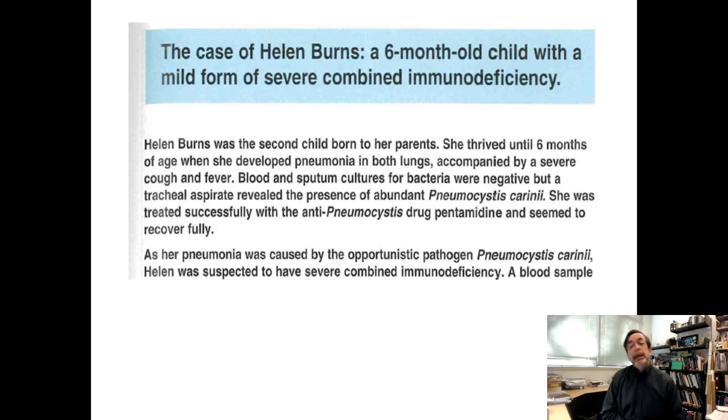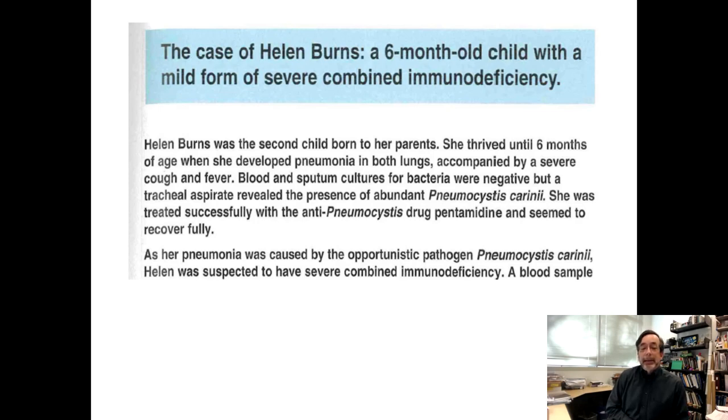So let's talk about the case of Helen Burns. This is a 6-month-old child, and she has an immunodeficiency. She was basically about 6 months of age. She developed pneumonia in both lungs, severe cough, and fever. This is unusual. They cultured the blood and sputum for the presence of Pneumocystis carinii.